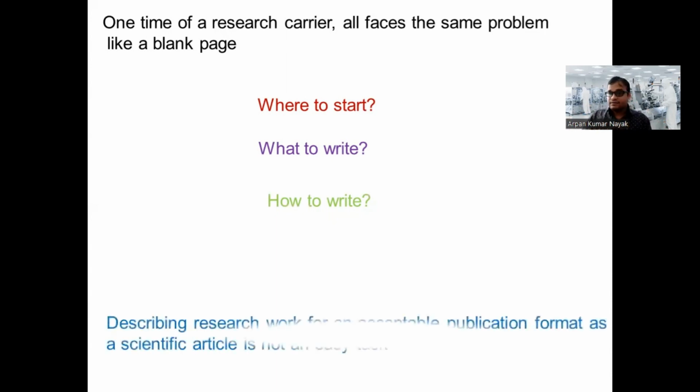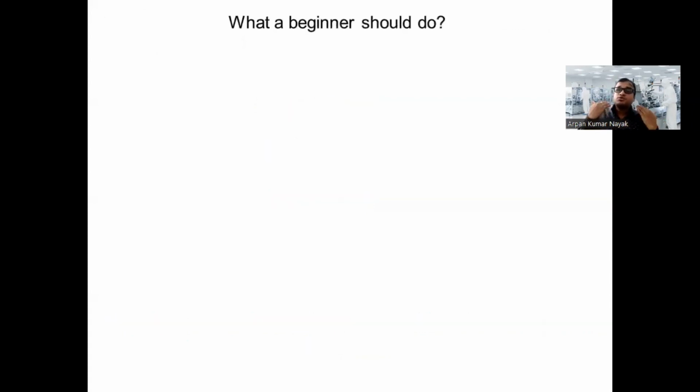Definitely, describing our research work to a large scientific community in an acceptable publication format is not at all an easy task. So what should a researcher, a beginner, follow for this?